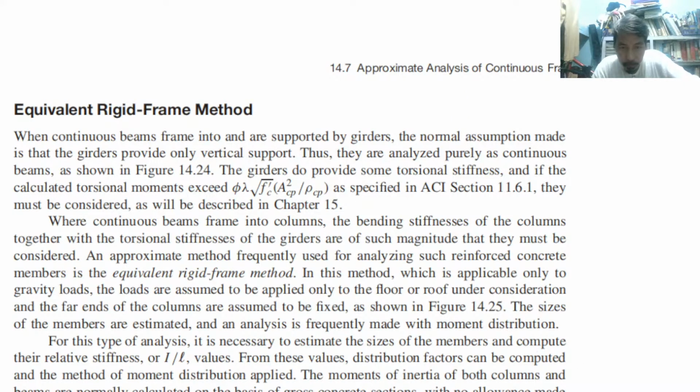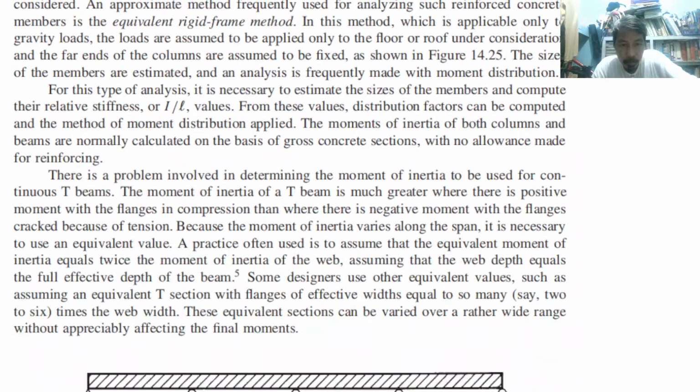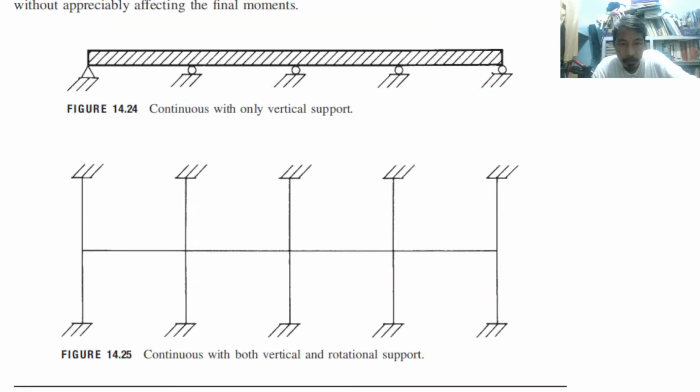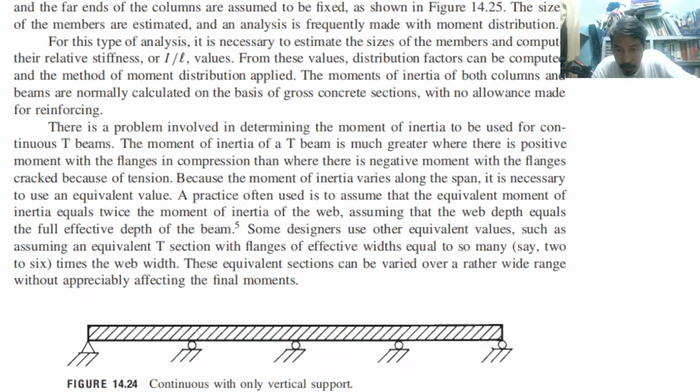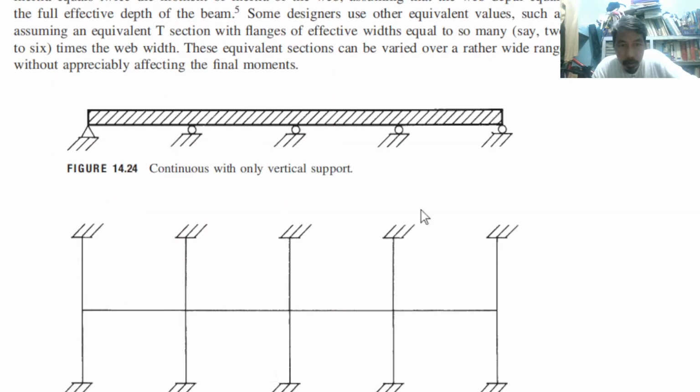So analyzing such reinforced concrete, wherein we are going to study the beams frame into columns, the beam bending stiffness of columns together with the torsional stiffness of the girders. Okay. We have what we call equivalent rigid frame method. So let us apply this method into the example. So as you can see here, continuous with only vertical support.